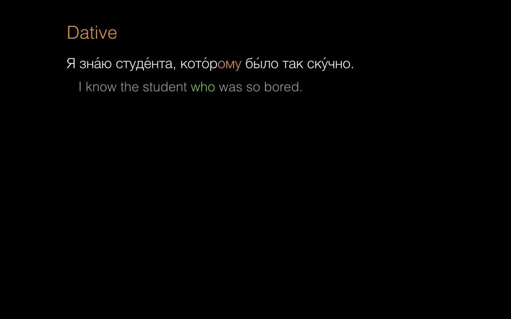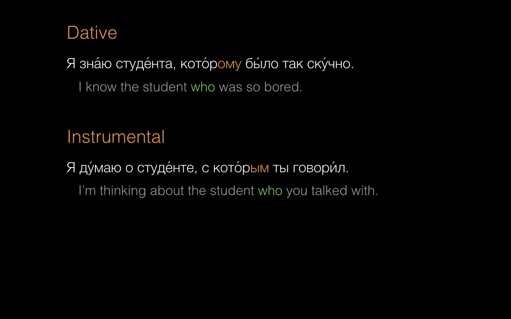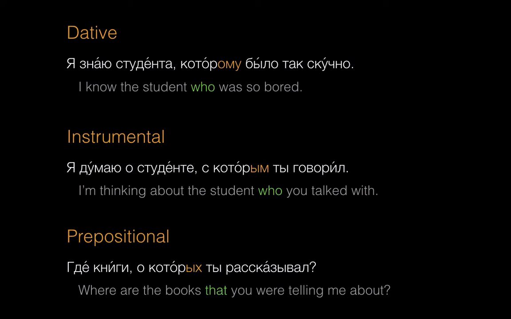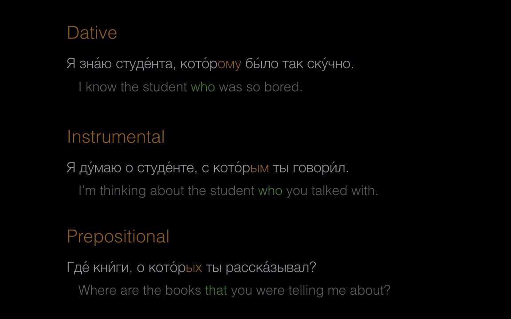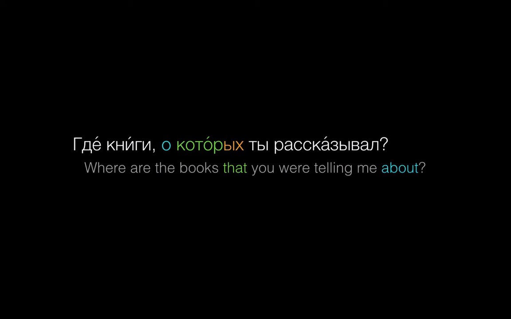Я знаю студента, которому было так скучно. Я думаю о студенте, с которым ты говорил. Где книги, о которых ты рассказывал? Let's think about the word order in these last 2 examples. In English, we often use a preposition last in a sentence. For example, I might ask, where are the books you were telling me about?